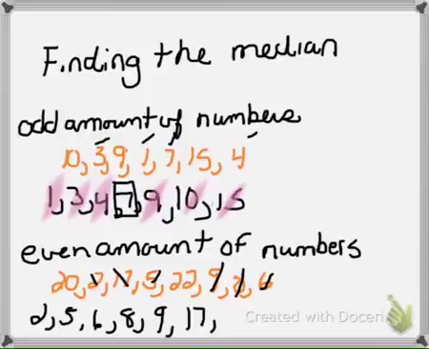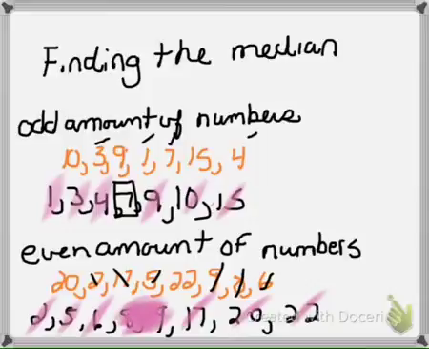And next is going to be 17, and 20, and 22. So again, I'm going to work into the middle. Here we go. Now, I notice that I have 2 numbers in the middle here. I'll make those nice and dark.